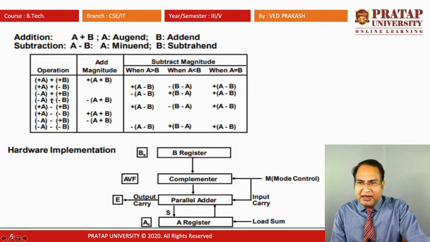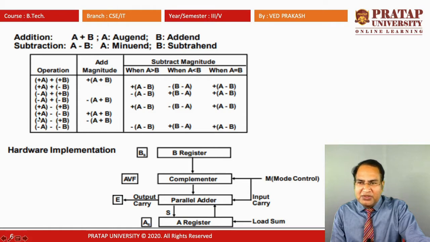Now, if both are negative and we are going to perform the addition, then the add magnitude always provides the negative. And if A is positive and B is positive and we are going to perform the subtraction, then in this case we have three conditions: if A is greater than B, then we get the positive subtract magnitude, and if A is less than B, then we get the negative subtract magnitude, and if both are the same, then we use the positive magnitude.